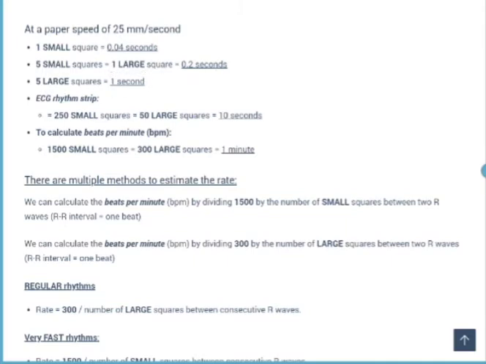So in one ECG rhythm strip, it usually records 10 seconds. Any rhythm strip or any ECG which you are going to see is approximately going to represent 10 seconds, or 250 small squares or 50 large squares, right? So to calculate beats per minute, what will we do? We can take 1500 small squares, or 300 large squares. That would make 1 minute, right? But on ECG we have a 10 second recording. We don't have a 1 minute recording, but we calculate the rate per minute, right?